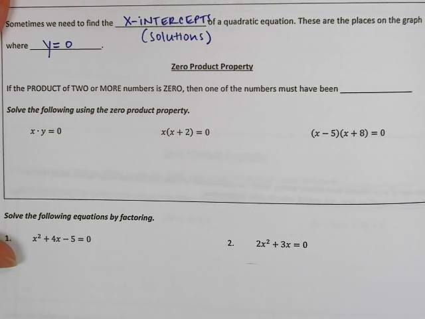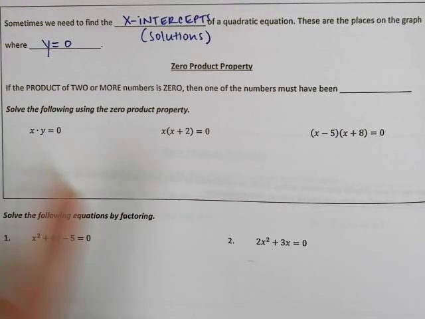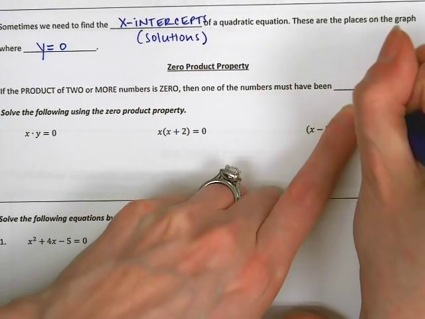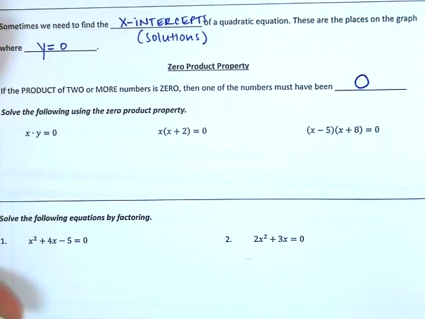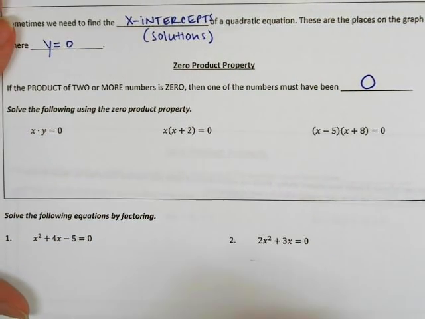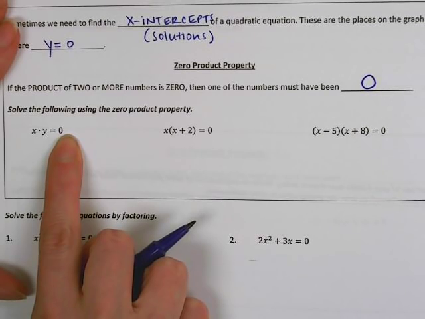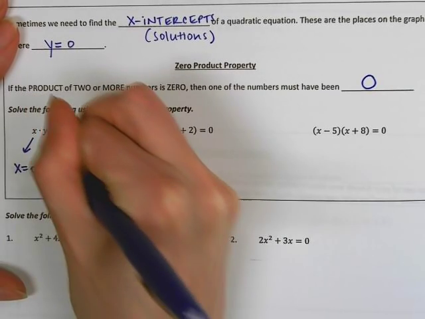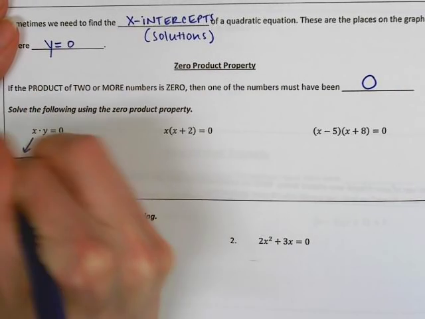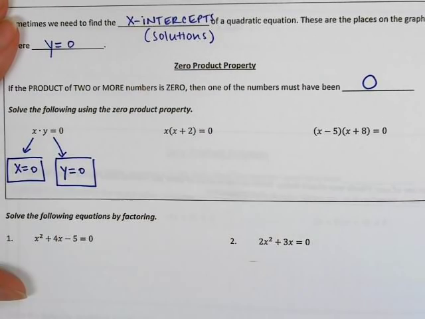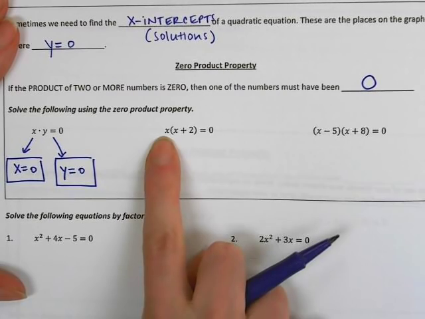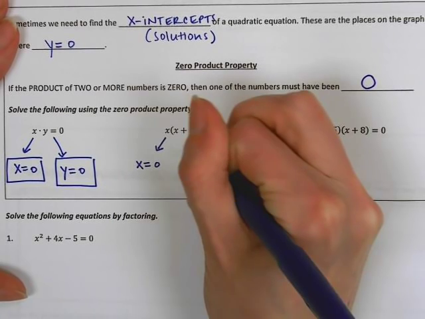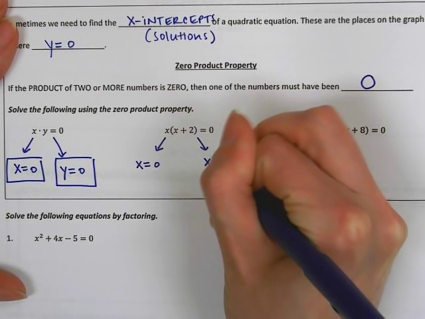And we learned about this thing called the zero product property. If the product of two or more numbers is 0, then one of them must have been 0, or both. So if x times y equals 0, and it asks to solve, it means that either x equals 0 or y equals 0. And those are your two solutions. When x times x plus 2 equals 0, that means that either x equals 0 or x plus 2 equals 0.